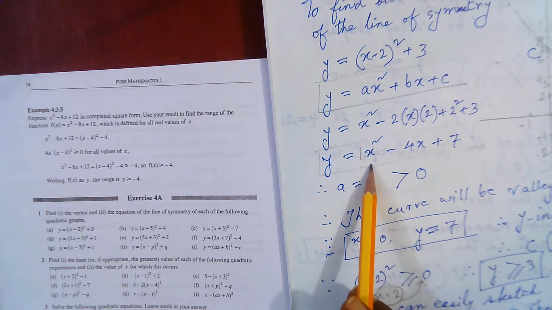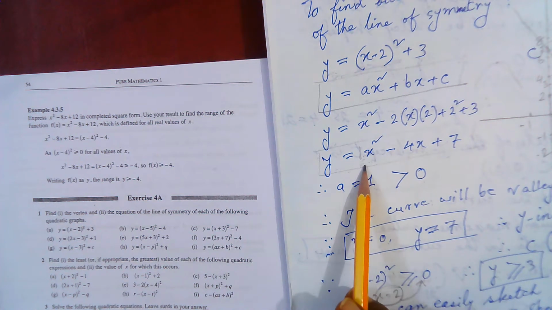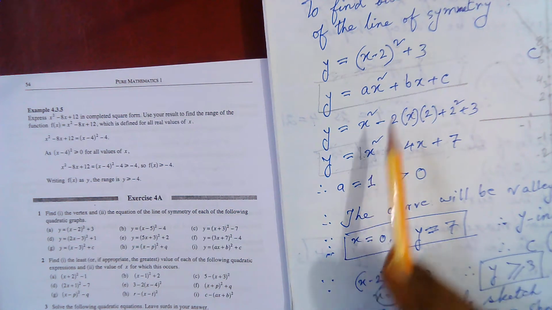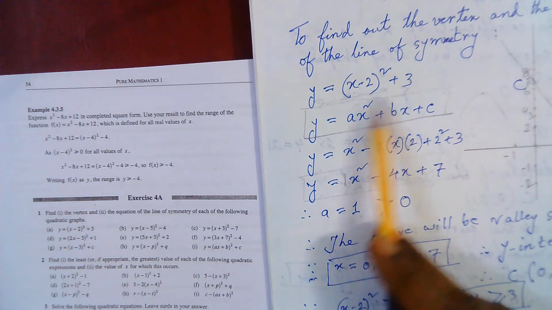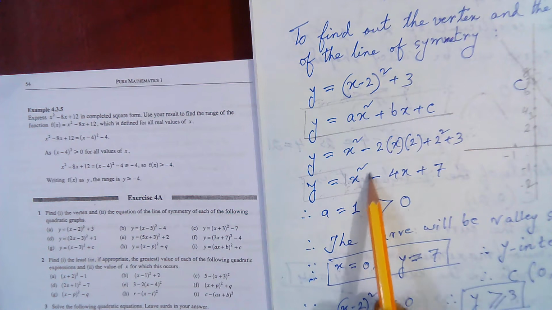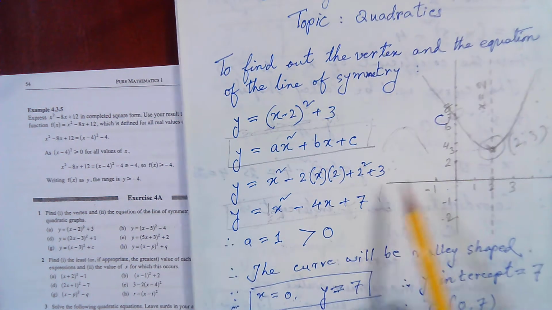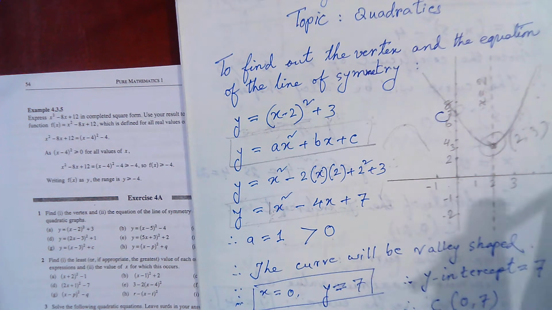Then we have found here the coefficient of x squared is 1. When the coefficient becomes something positive, then the curve will be valley shape. Therefore, this very equation has the x squared, its coefficient is 1, that is positive. Therefore, the curve will be a valley shape curve. This we have to first of all understand.